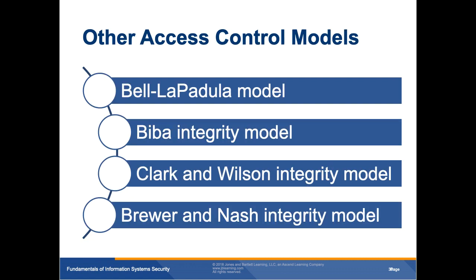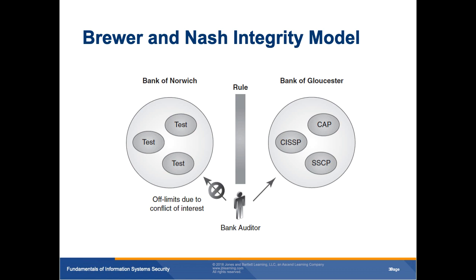Here are several access control models, and they have certain models that you can deal with. Here's the Brewer and Nash integrity model, right? So the bank auditor, based on certain rules, he's got a conflict of interest with the Bank of Norwich, so he doesn't get assigned to those cases or those audits. Whereas he can do the Bank of Gloucestershire, and you can see their information and everything and do an audit on their files because he doesn't have a conflict of interest.